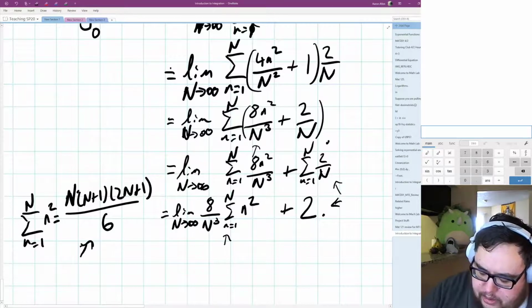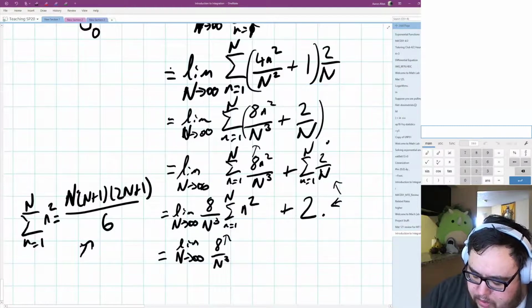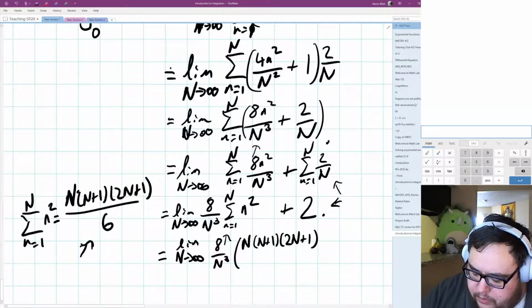So this then becomes the limit as big N goes to infinity of 8 over big N cubed times big N times big N plus 1 times 2 times big N plus 1 over 6, plus 2.